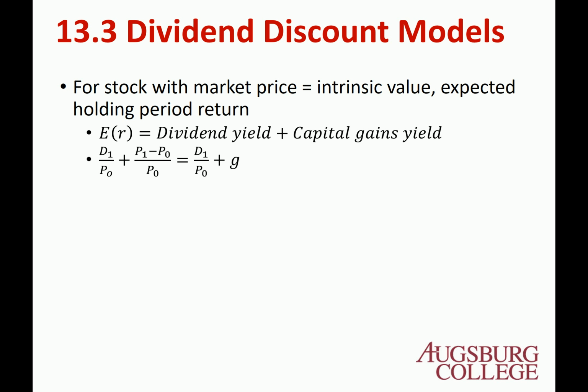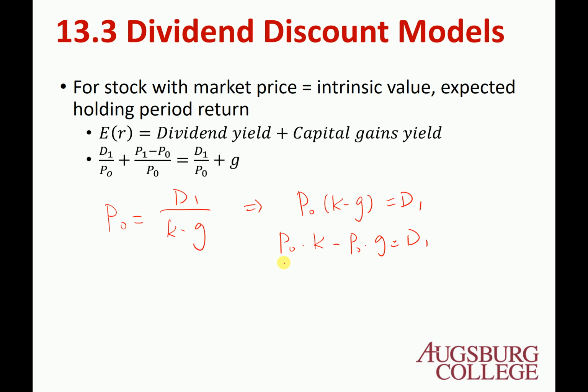Now, if we rewrite this, P0 equals D1 divided by K minus G. Then this is going to be P0 times (K minus G) equals D1, right? Then P0 times K minus P0 times G equals D1. So P0 times K equals P0 times G plus D1. So it's going to be K equals D1 divided by P0 plus G, the growth.